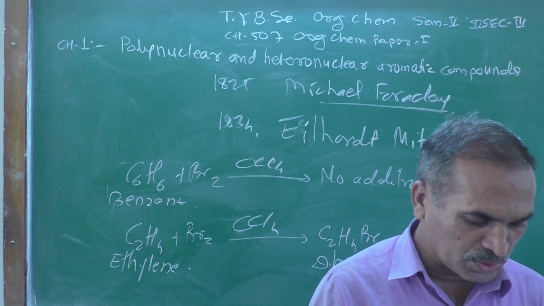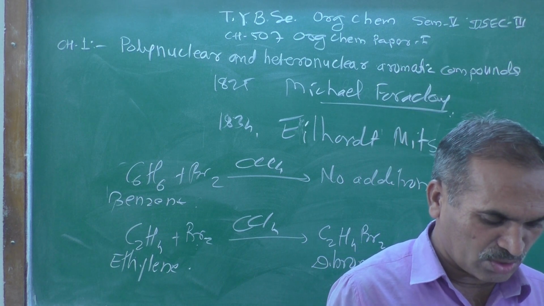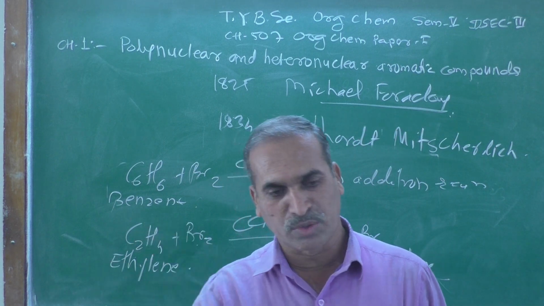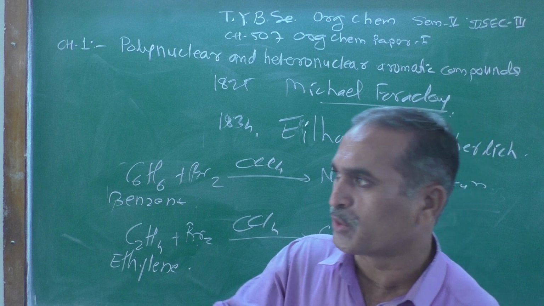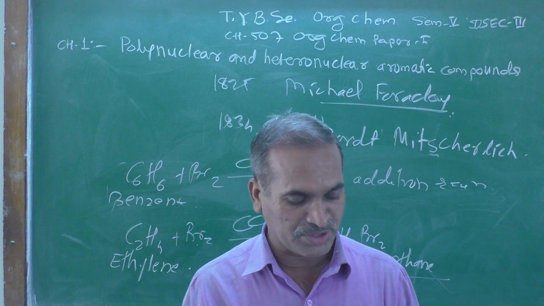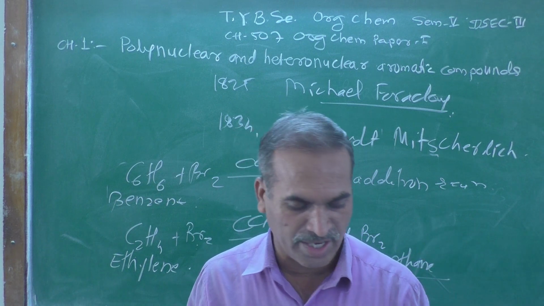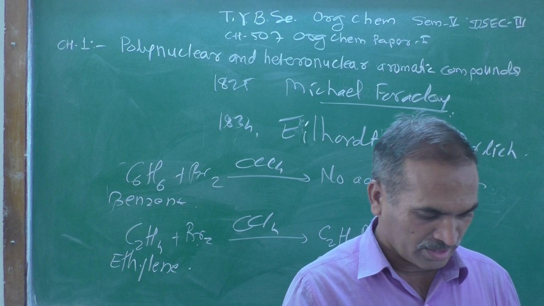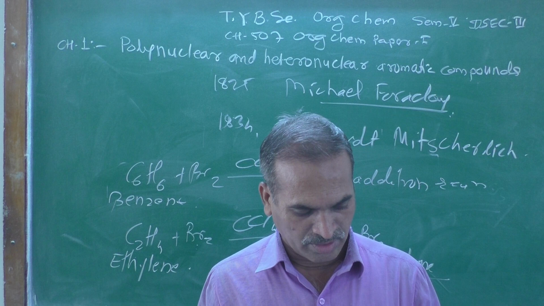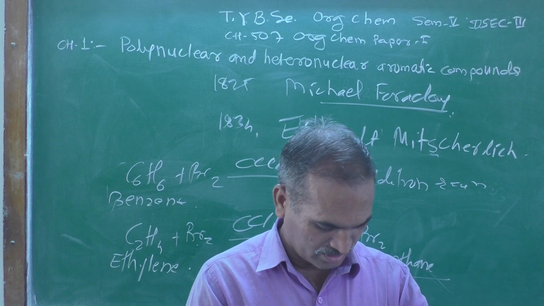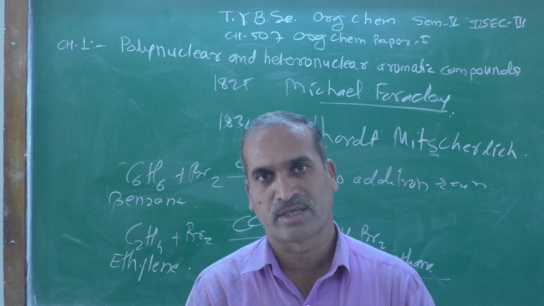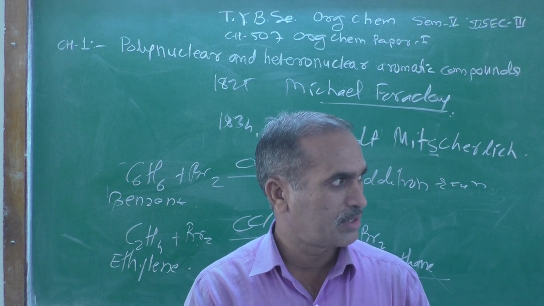What conclusion can you draw here, what inference can you draw here? Benzene cannot undergo addition reaction like alkene and alkyne. And the next one is that benzene yields only one monosubstituted product, and whatever the remaining points, I think we will discuss in our next lecture.